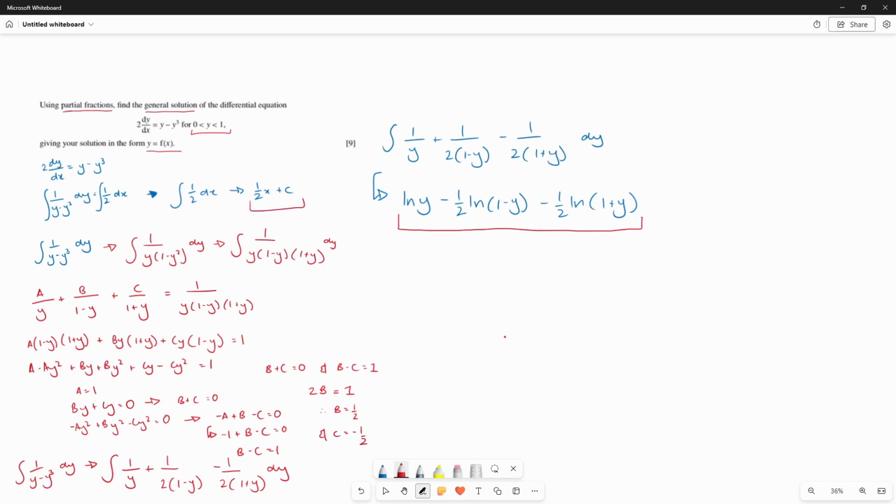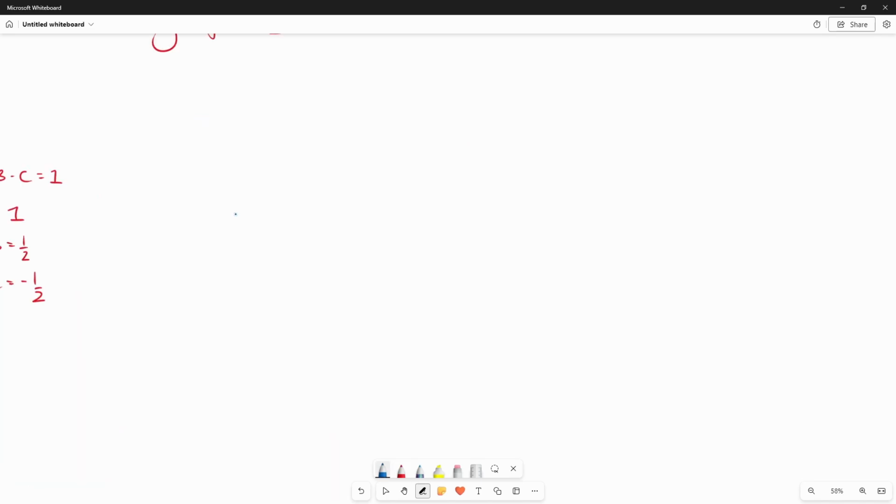And then we will use a lot of algebraic manipulation to write it in the form y equals f of x. So I'm going to move over here. We have ln y minus a half ln(1 minus y) minus a half ln(1 plus y) equals half x plus c. The first thing I'm going to do is multiply through by 2 to get rid of the half x and the half ln's. The c will always just be a constant, so we don't actually have to apply the times 2 to it.